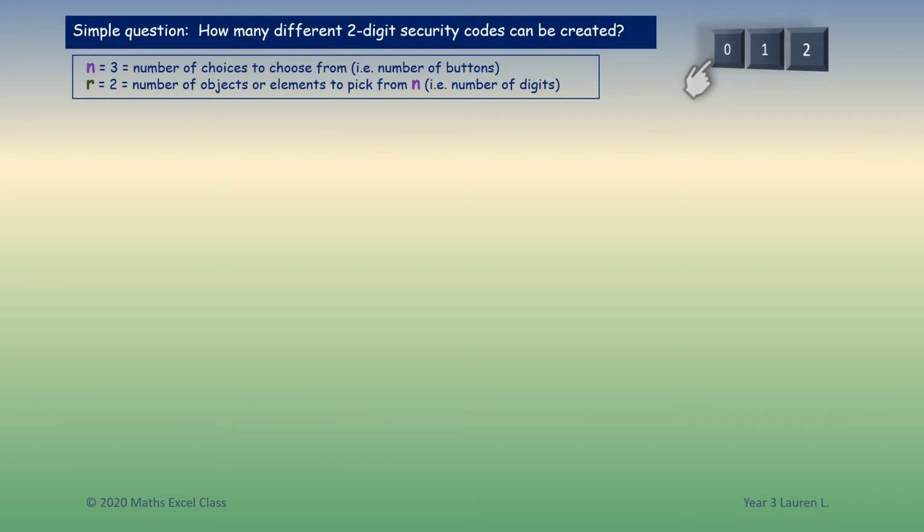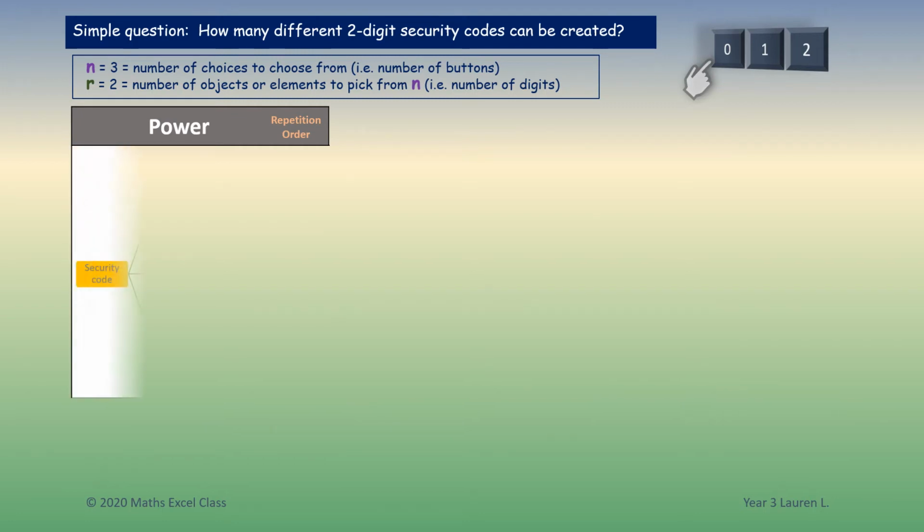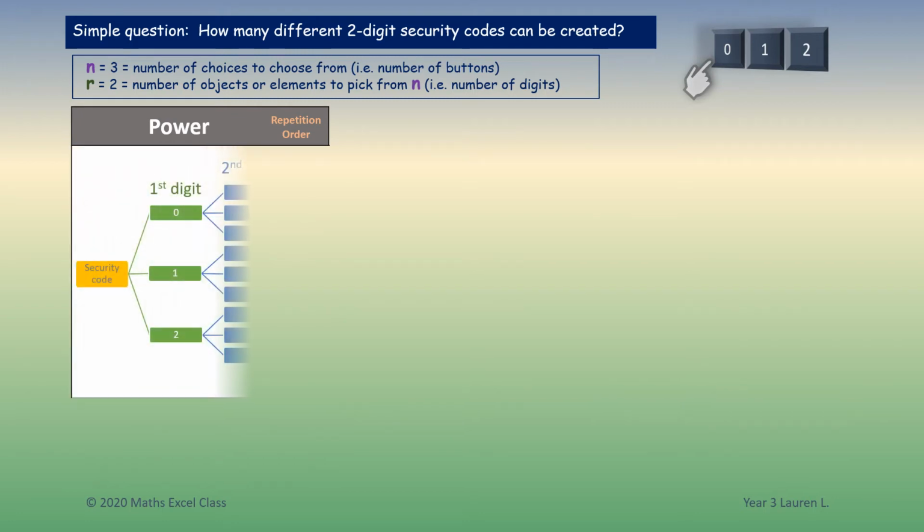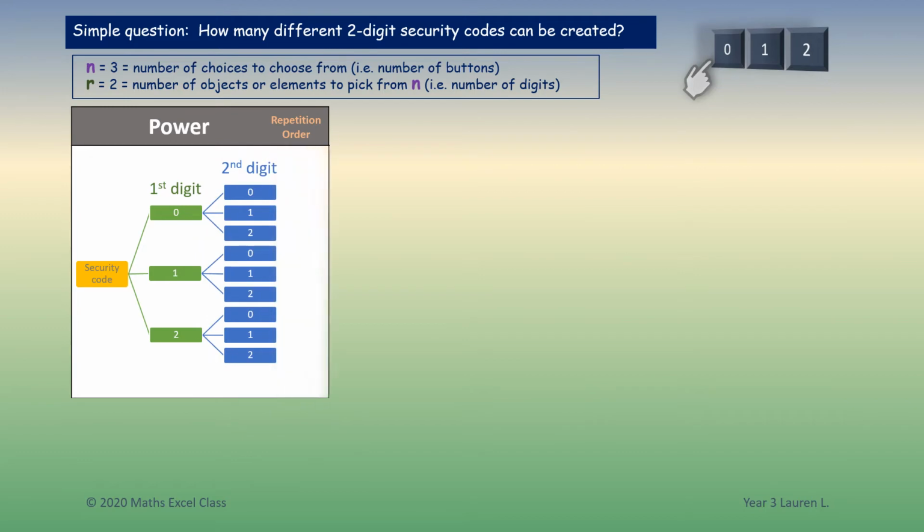If your security code can have repeated digits and order matters, then we are going to use power to solve this problem. First, I'm going to show you how to solve power with the tree diagrams. For the first digit, we could have 0, 1 or 2, which are our 3 choices. Then for the second digit, remember, you can repeat, so we still have 3 choices, 0, 1 and 2.